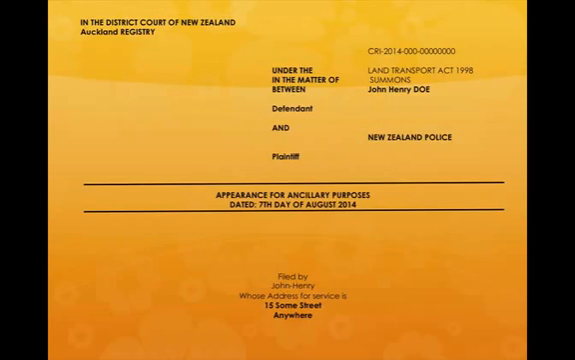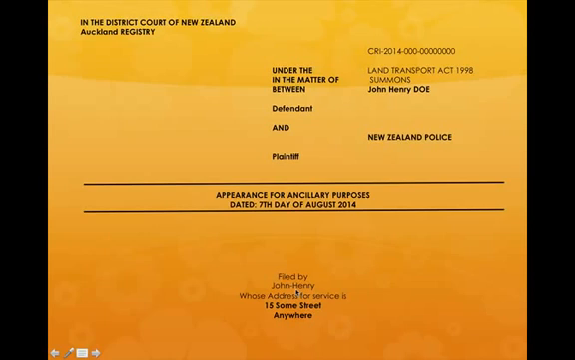I told you earlier that you could go down and get the forms. This is what the form looks like. This is the form that we will be putting into the High Court. So if you start at the top left corner, in the District Court of New Zealand, Auckland Registry, this is how you'll head the first page up. You won't know those numbers unless they've been given to you, but under the Land Transport Act, in the matter of summons between John Henry Doe, who is the defendant, and New Zealand Police, who are the plaintiff. Appearance for ancillary purposes, dated 7th day of August, and there you'll put your file number.